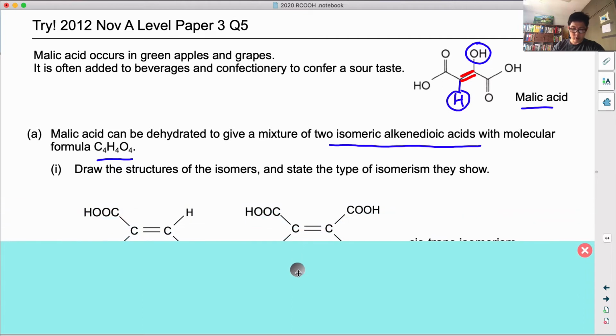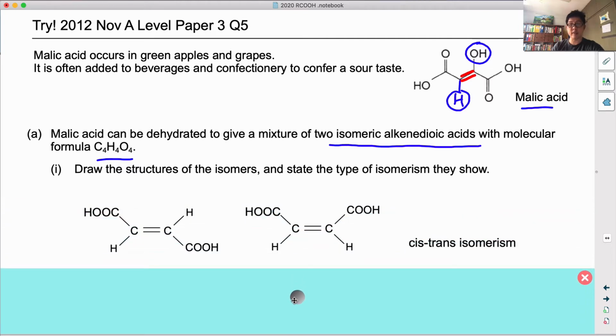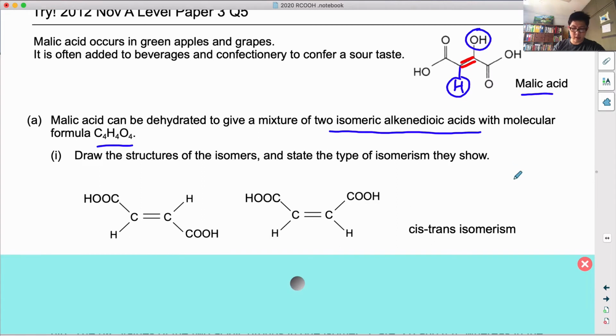So you should be able to draw these two structures. One is cis and one is trans. So this is the type of isomerism that exists between these isomers. Okay, let's look at the next question.